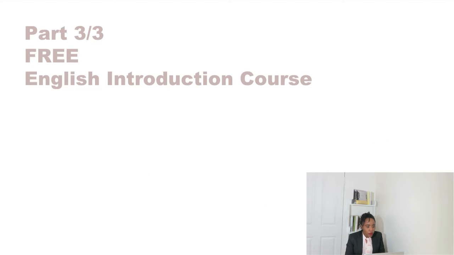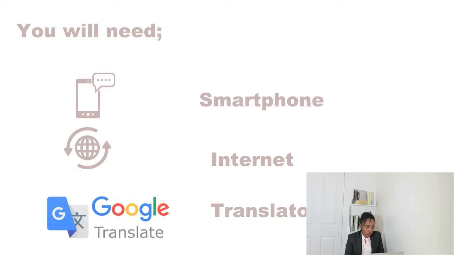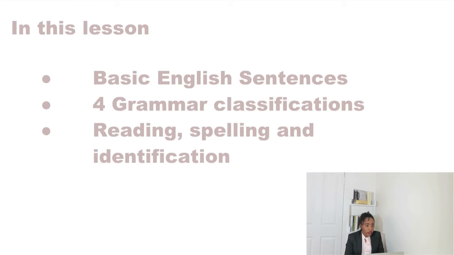So today we continue with part 3 of the 3-part free English introduction course here on YouTube. Remember that this is for a beginner level, general British English. So for today's class, you will need your smartphone, you will need an internet connection as well as a translator. And in this lesson, we are going to cover basic English sentences as well as grammar classifications.